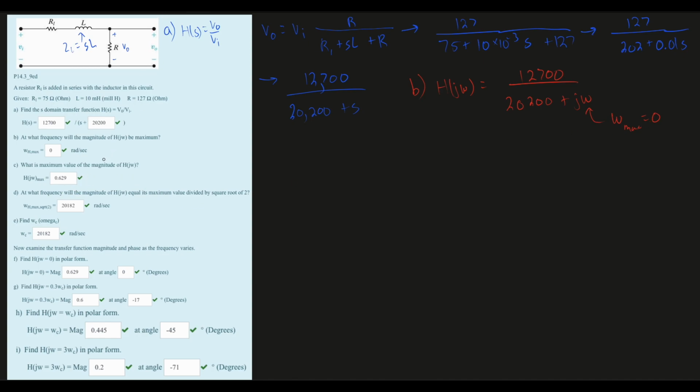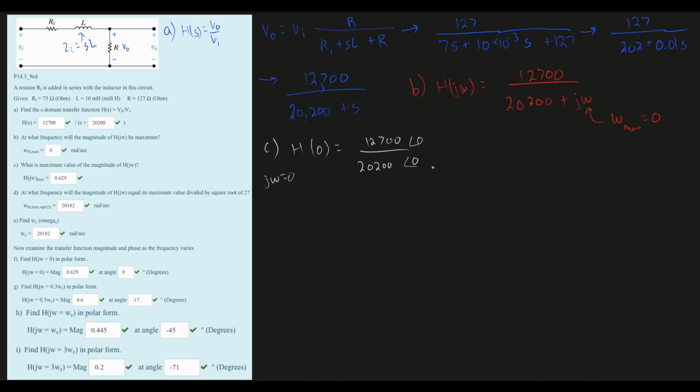Next we have: what is the maximum value of the magnitude of H of j omega? The maximum occurs at omega equal to 0. So we're going to have H of 0, and this is equal to 12,700 divided by 20,200 plus 0. This is in rectangular form, so if we were to convert this into the polar form, we would just add angle 0.